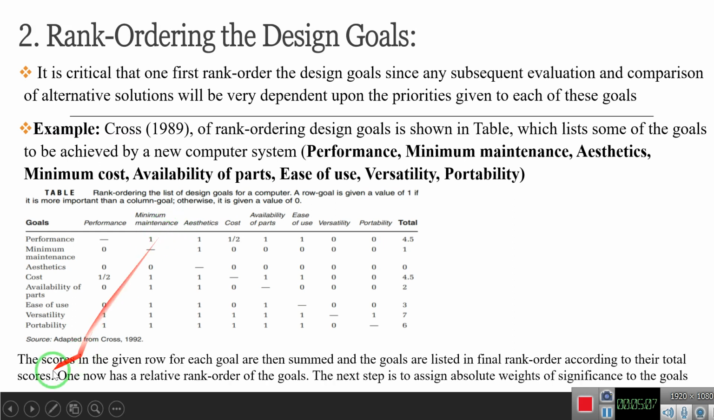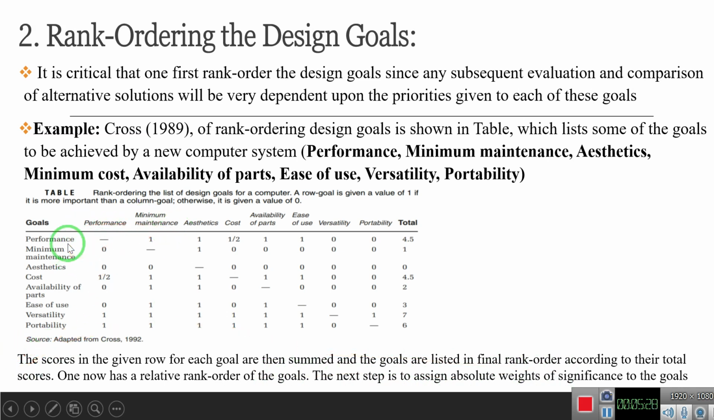Like in this example, the scores in the given row for each goal are then summed, and the goals are listed in the final rank order according to their total score. One now has the relative rank order of the goals. The next step is to assign an absolute weighting factor. Okay, so now we'll study how this is happening.